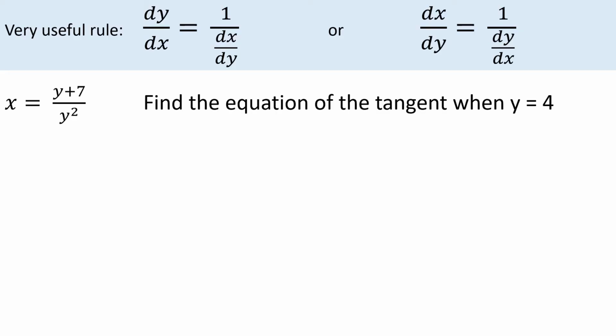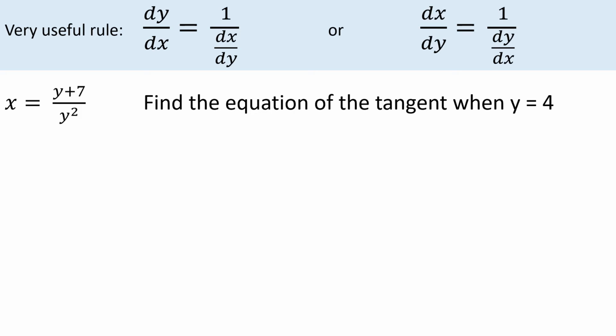And that handy shortcut is this: if you have dy/dx, that's the same as 1 over dx/dy. It's essentially a use of the chain rule. You could write it out as dx/dy times dy/dx equals 1, which is essentially true. And the opposite also applies. dx/dy can be found by doing 1 over dy/dx. I want to show how this works in a non-trig context before we apply it.